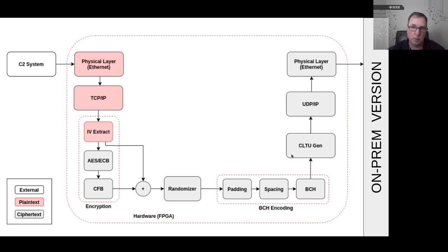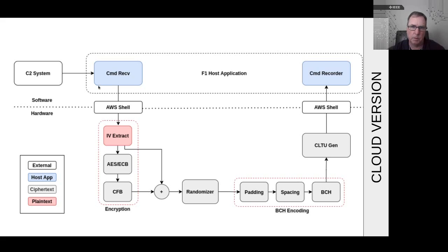It then passes through a CLTU generation stage, which prepends and appends specific byte patterns, which turn the message into a command link transmission unit. This is then fed through the networking layers and then onto the modem for transmission. The cloud version is very similar to the downlink version, where the network interfaces are managed by a small F1 host application. So with this architecture, we can deploy a full-featured FEP in a very small form factor, both as a local instance or as a cloud-based instance.